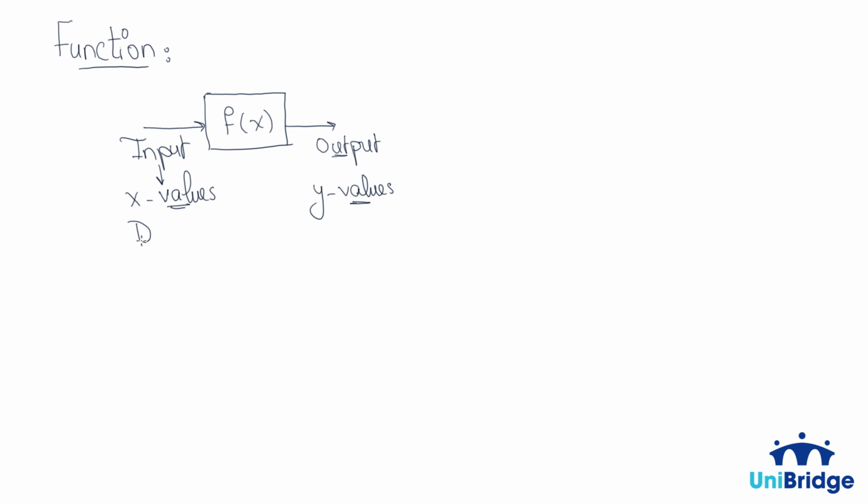Sometimes we call the input the domain of the function, and the output sometimes we call it the range of the function. So this is simply the concept of the function. You plug in different values of x and you get values of y. So let's take an example.